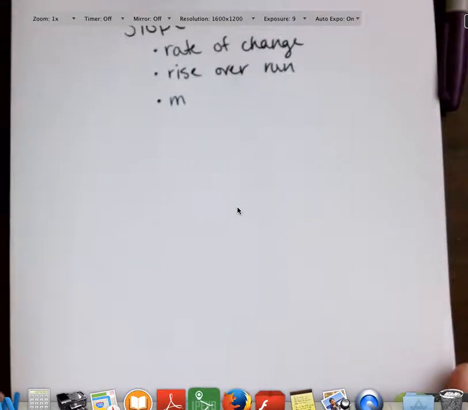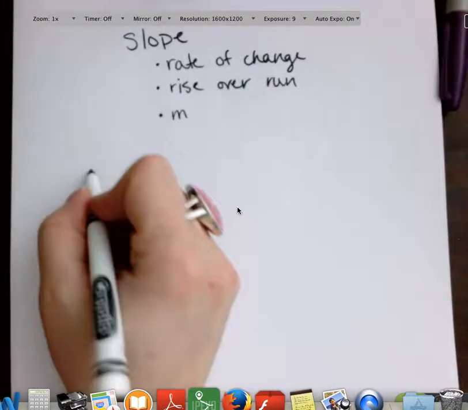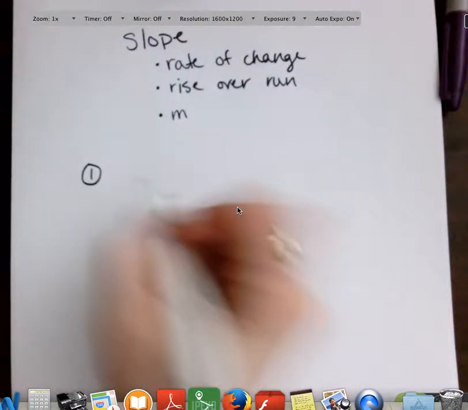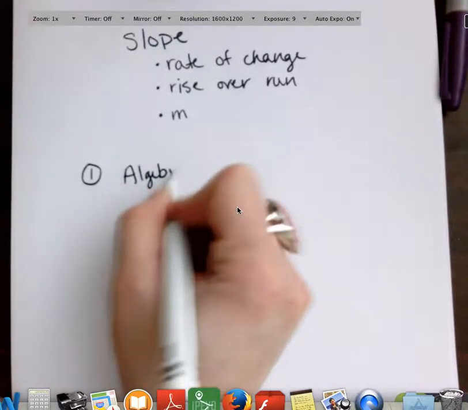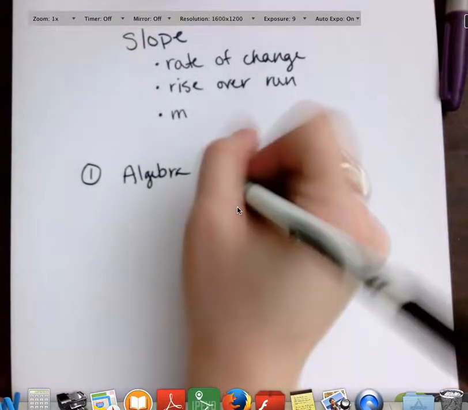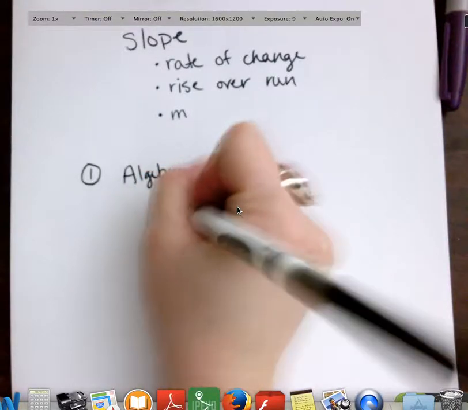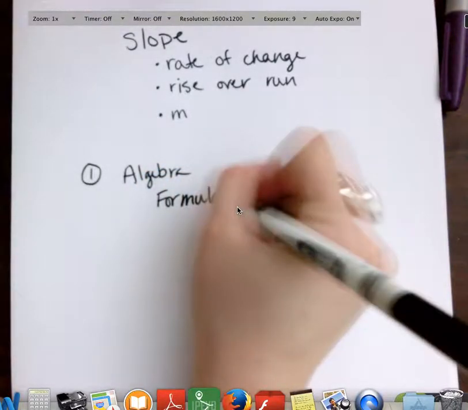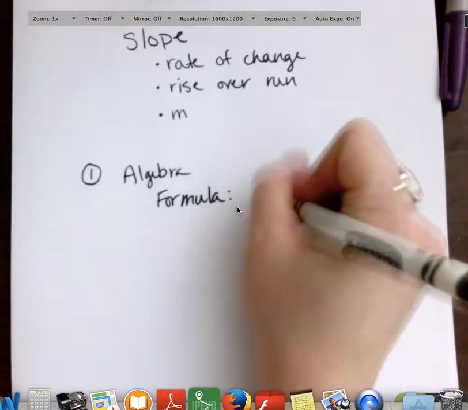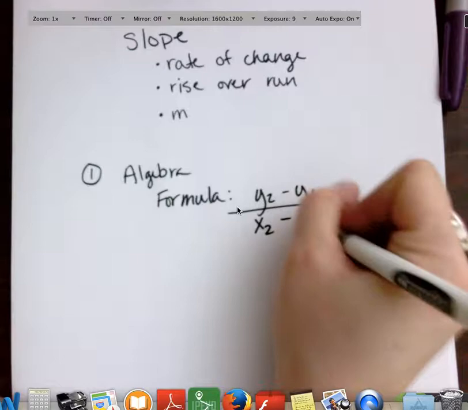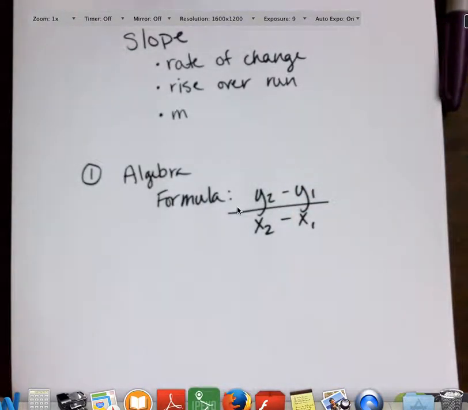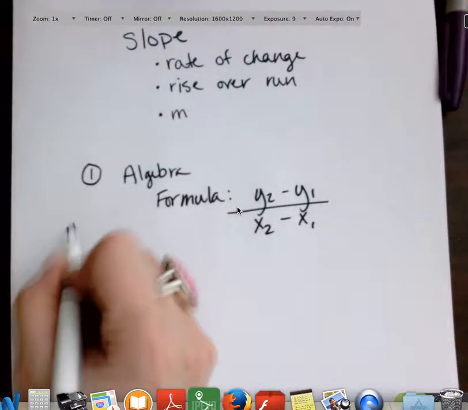There are two different ways we can find slope. Our first way to find slope would be we can solve it algebraically. So we can use algebra. And the formula for finding slope, you want to write this down, it's really important, is y2 minus y1 over x2 minus x1. And in order for me to be able to find the slope of a line, I need 2 points. Okay, so I have to have 2 points in order to do this.